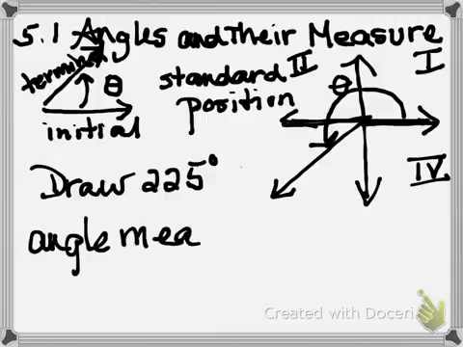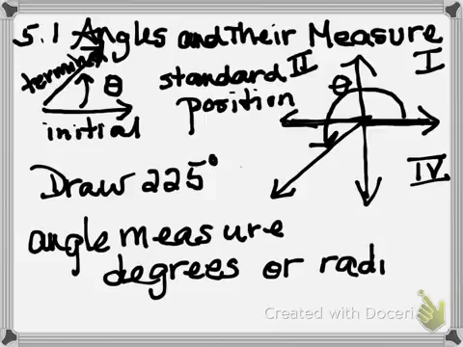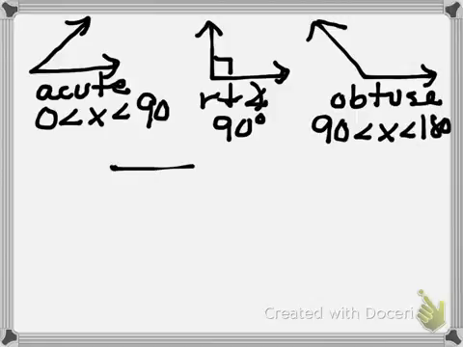Angle measure is either in degrees or radians. And I'm going to show you how to convert from degrees to radians and radians to degrees. So again, acute is 0 to 90. Right is exactly 90 degrees. Obtuse is greater than 90 but less than 180. And a straight angle is 180 degrees.